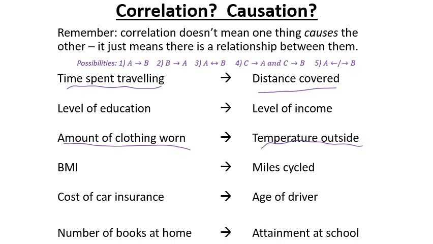BMI and miles cycled is a good example of one that kind of works both ways. Although the time spent traveling goes in this direction and temperature and clothing goes in this direction, BMI and miles cycled produce a sort of feedback loop. If you do lots of cycling, then your BMI is going to drop, your body mass index, a rough indicator of your level of fitness and healthiness. So if you are active and you go out cycling, chances are you're going to become more fit and healthy. On the other hand, the more fit and healthy you are, the more likely you are to choose to go out cycling. So both of them feed off the other, and you get a complicated sort of relationship between them.